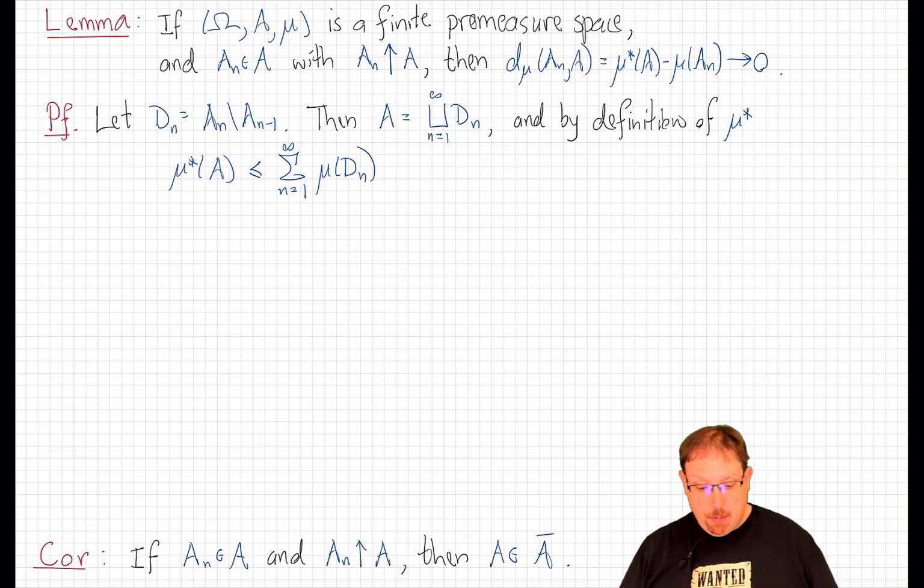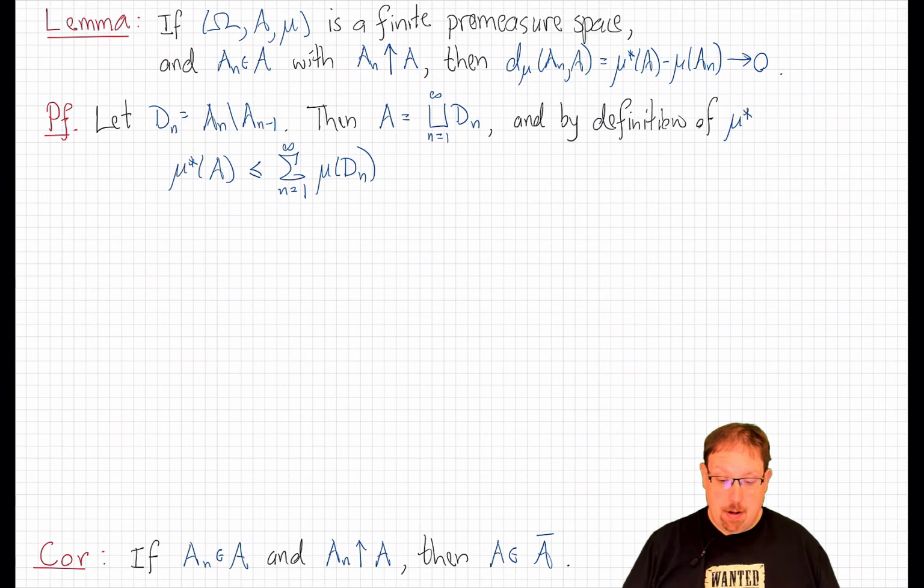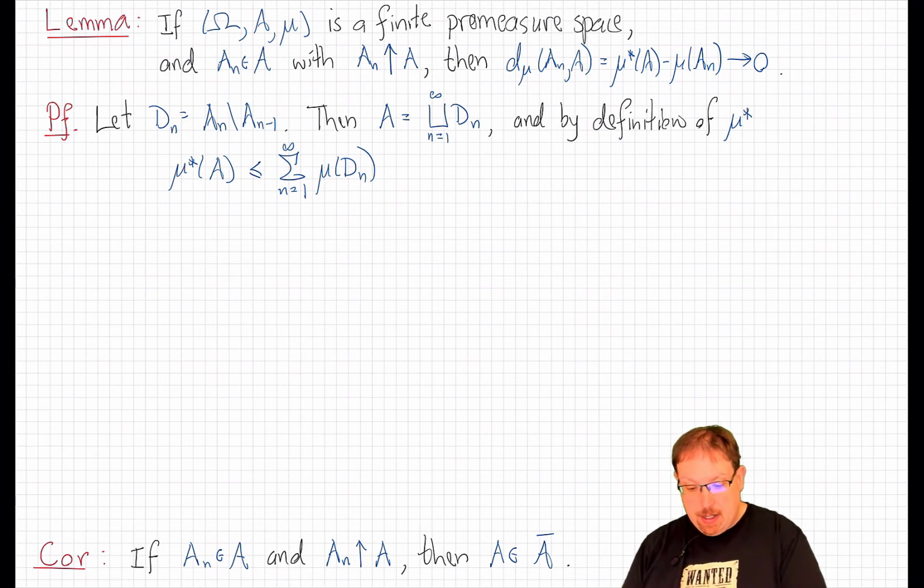If we're in a finite premeasure space, and I have a sequence of sets in the field which increase to a set A that may therefore not be in the field, then that set A is in fact in the closure under the pseudo-metric because the distance between an and A tends to 0. And in fact, that distance can be written nicely as the outer measure of A minus the measure of an.